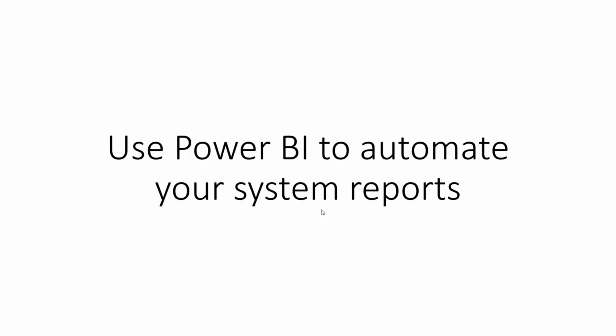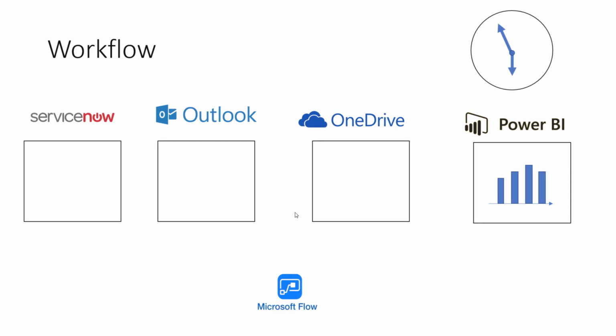Okay, first, let's review some basic things on how this process works from the backend. Let's assume every day at 6 a.m. you schedule a report, your ServiceNow, to send out your report at 6 a.m. So every day, if the clock is now at 6, the system will generate a report, an Excel report, and it will attach to your Outlook email box.